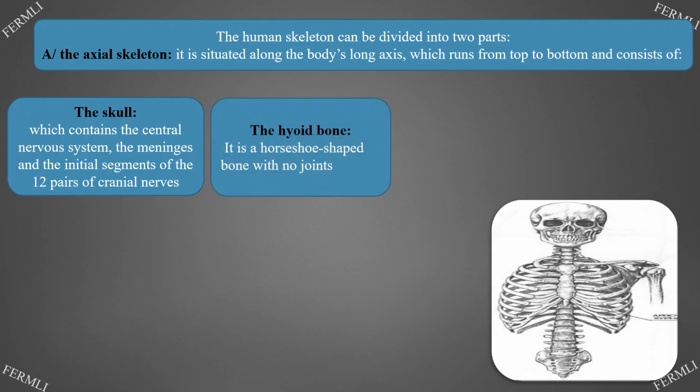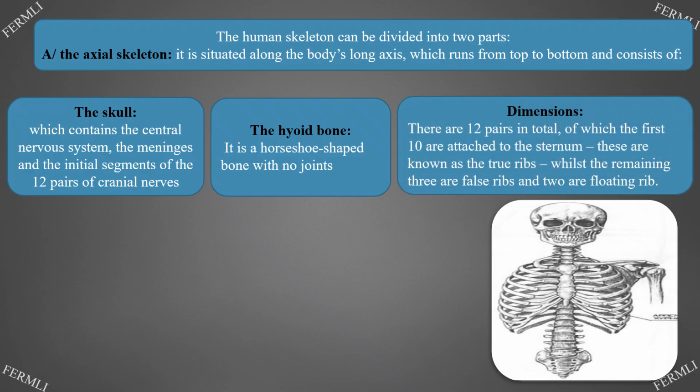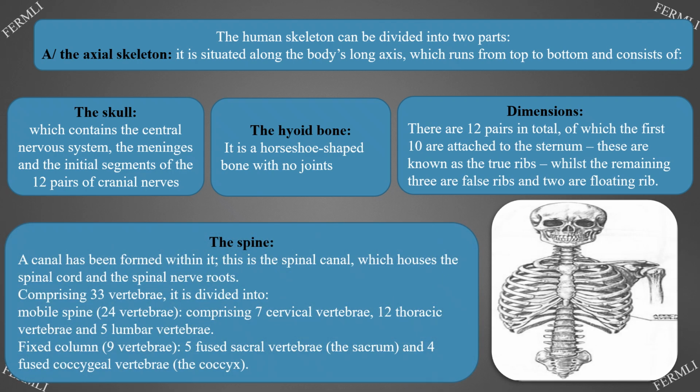It is a horseshoe-shaped bone with no joints. The ribs. There are 12 pairs in total, of which the first 10 are attached to the sternum. These are known as the true ribs, whilst the remaining ones are false ribs, and 2 are floating ribs. The spine. A canal has been formed within it. This is the spinal canal, which houses the spinal cord and the spinal nerve roots.